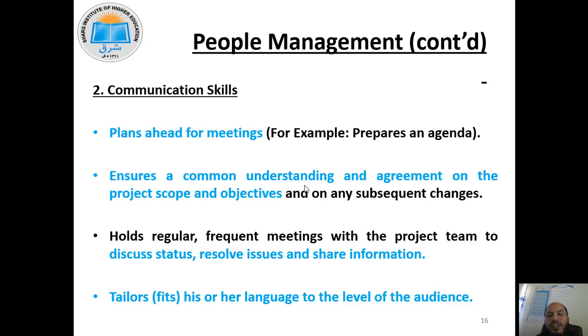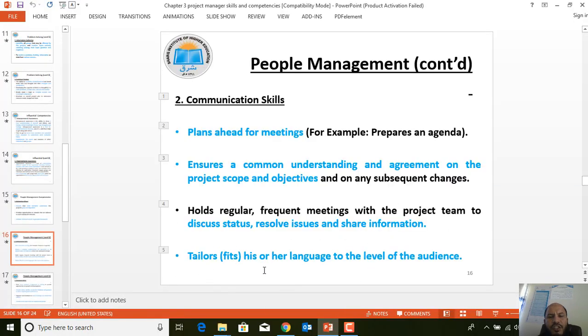The project manager should ensure a common understanding and agreement on the project scope and objectives, and on any subsequent changes. So he should ensure that he knows about the scope and objectives of the project, and he should communicate this with the rest of the staff or the groups. The project manager will hold regular, frequent meetings with the project team to discuss status, and he will resolve issues and share information. He will put his or her language at the level of the audience. So in communication skills, the project manager will put his language at the level of the audience. He will conduct regular meetings, and he will help the employees understand the project scope and objectives. He will prepare the project meeting agenda and will communicate each and every issue with the project team members.